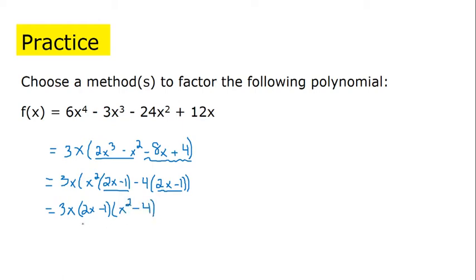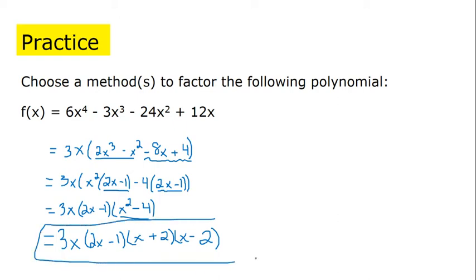So now I need to see, are all my parts fully factored? Well, I see that I have a difference of squares here, so I need to now factor my difference of squares. So I have a 3x times a 2x minus 1, and then when I factor out x squared minus 4, my difference of squares there becomes an x plus 2 times an x minus 2. And now I'm finally done factoring. So this should be your final answer that you ended up with. That should be your final factorization.